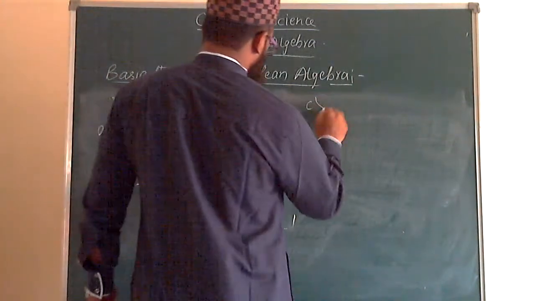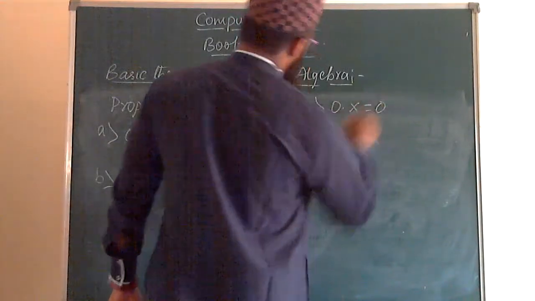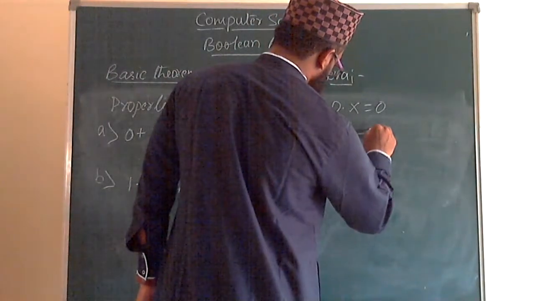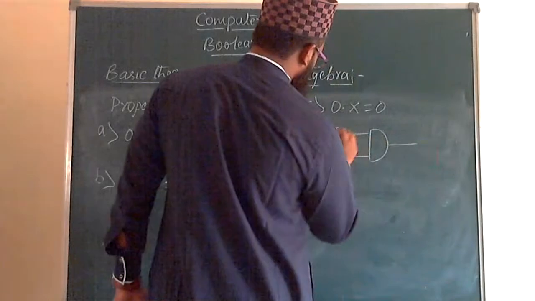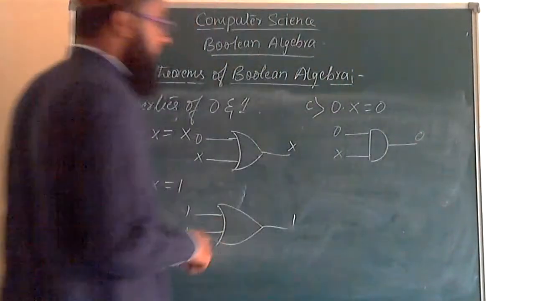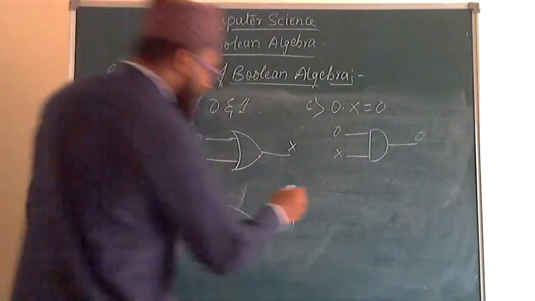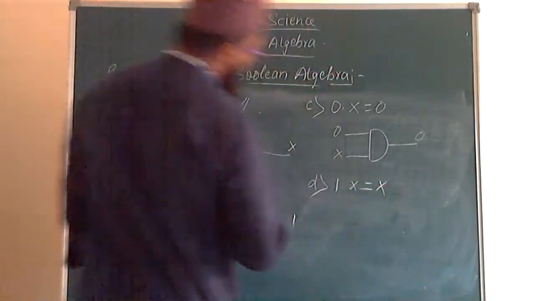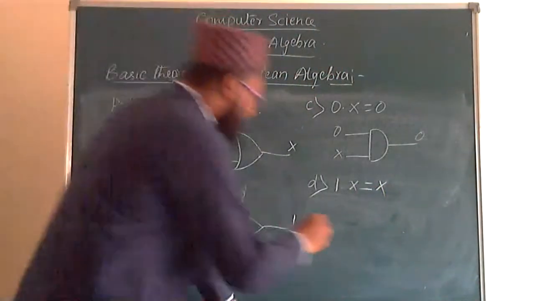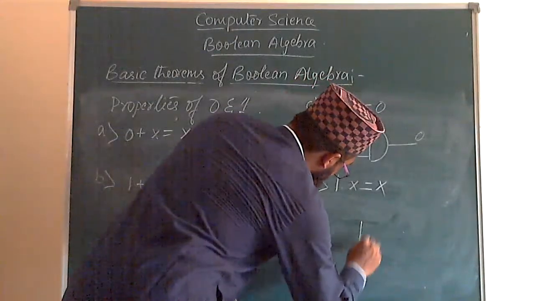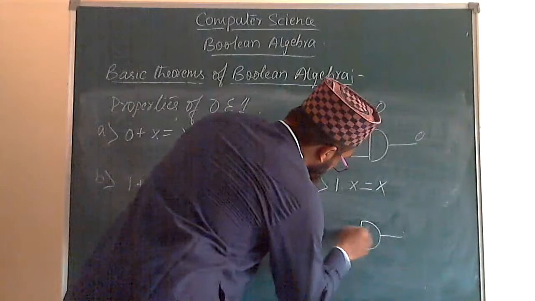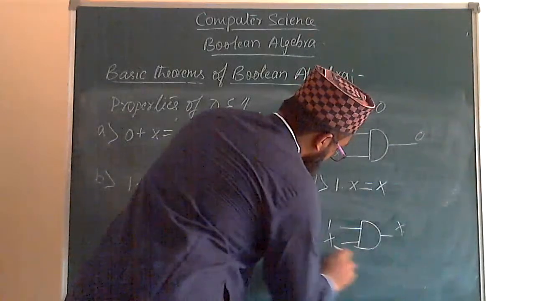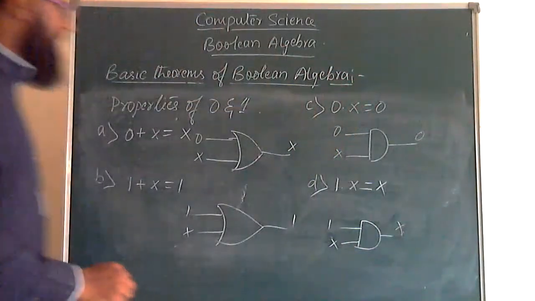Then C: 0 into x is equal to 0. Here 0, here x, then the result will always be 0. Then D: 1 into x, which is equal to x. 1 into x becomes x here. So 1 into x, the answer will be x.